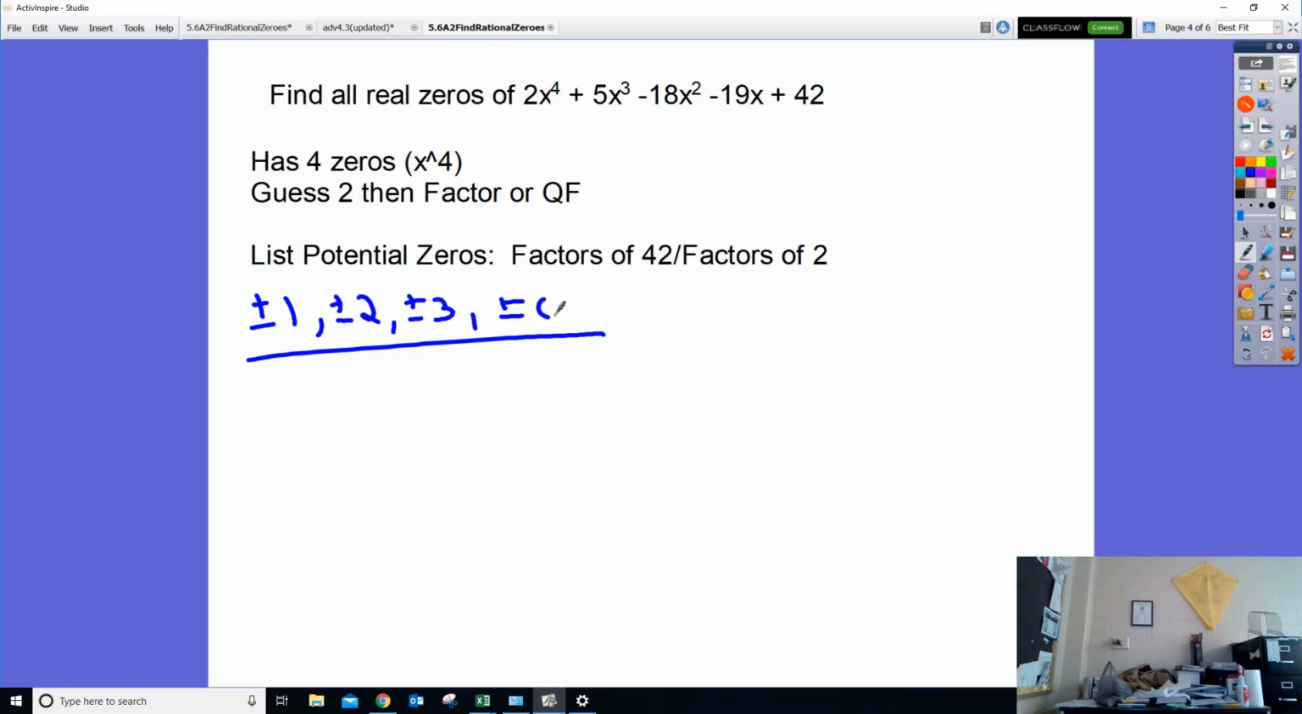6 does. 6 times 7 is 42. Let's see, the 3 I used is 14. I missed one. 3 times 14 is 42. 2 times 21 is 42. And lastly, we have the 1 and the 42. That should be all the factors of 42. And you guys are young, your list probably won't be in order. The bottom's easy. Factors of 2, plus or minus 1 or plus or minus 2.